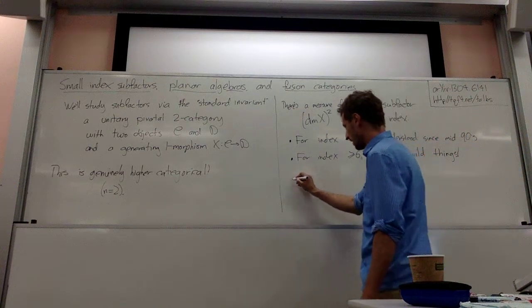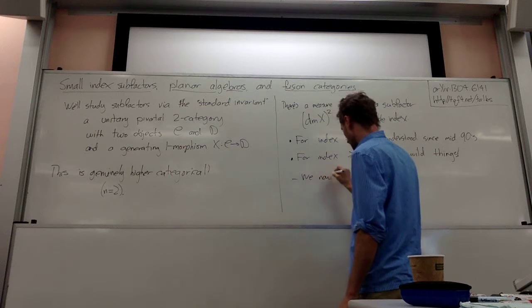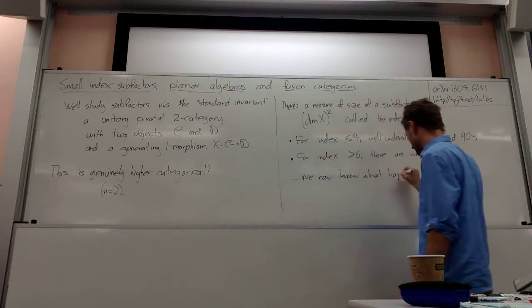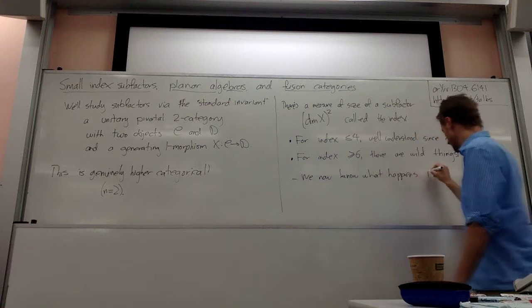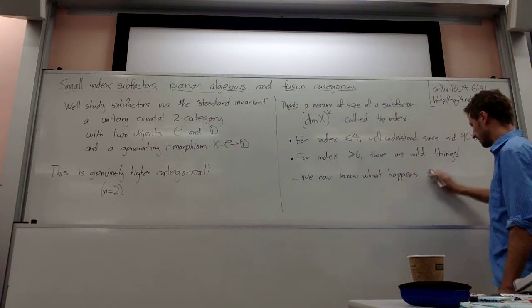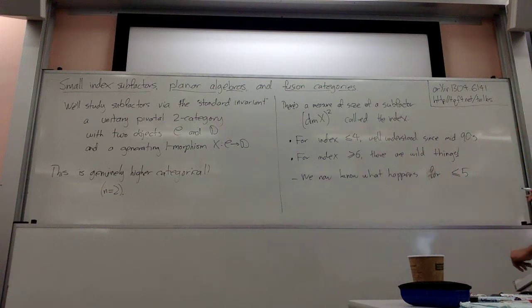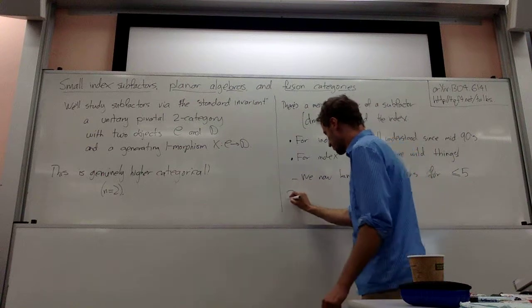And so we now know what happens all the way up to 5. So we've done half of the problem. We're still working on the other half of the problem. It's definitely going to be harder than the first half. But this survey paper tells you the complete story for index less than or equal to 5. Okay. And there were 2 giant surprises.